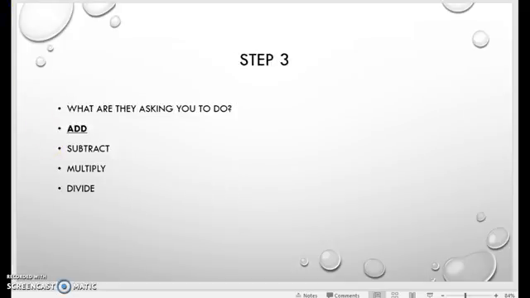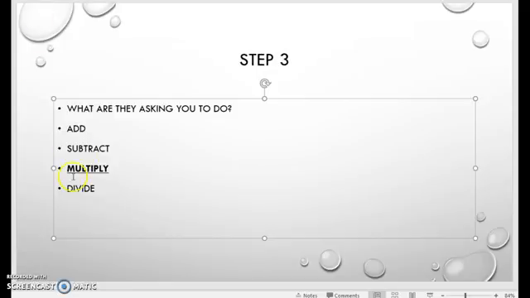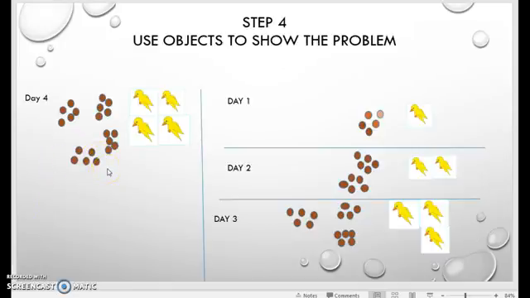Next step is the question: what are they asking us to do? In this problem, they're looking for how many breadcrumbs are related to how many days and how many days are related to how many birds. So this is going to be a multiplication problem, and we are going to show a picture. A visualization increases the student's awareness and opportunity to understand the problem.